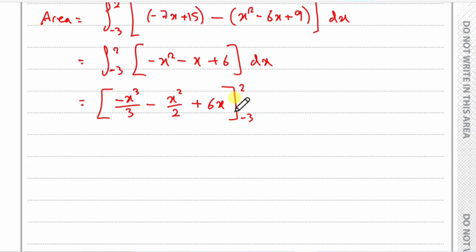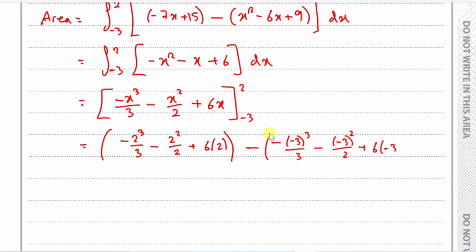So now all you do is replace all of this with 2, and then you subtract it with all of it with minus 3. So doing it, put a bracket, replace the x with 2, so you get minus 2 cubed plus 6 times 2 minus, and then replace the x's with minus 3, so minus bracket minus 3 cubed, and then you put this all in your calculator, you should get a result of 125 over 6, which is also the same as 20 wholes and 5 sixths. That's it, guys. This is it.